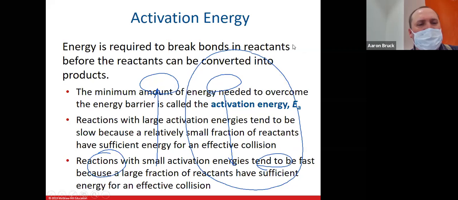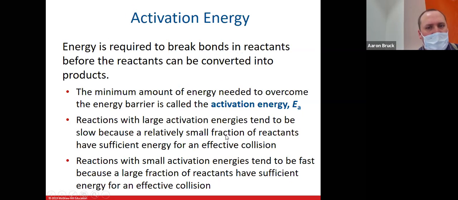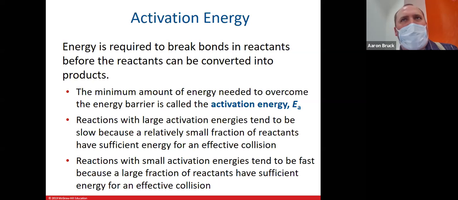We call that interference activation energy. Activation energy is the energy that is required to break the bonds in the reactants in order to help those reactants reform new bonds to make products. We can think of energy as a barrier. And so any reaction is going to have an energy barrier that needs to be overcome. And we call that energy barrier the activation energy.